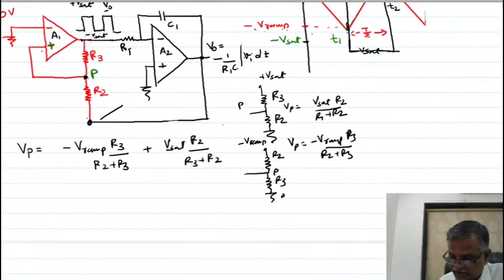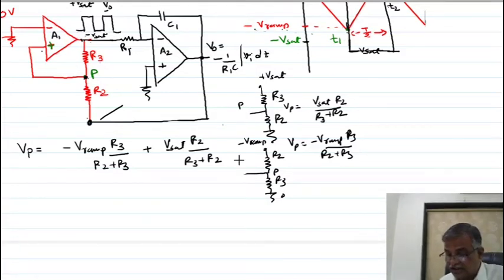Look again carefully. I am using the superposition principle. In the superposition principle, one time you take the voltage applied here, and this voltage is 0. The voltage existing here is plus V set, and this voltage is 0, so it is ground. What is the potential at point P? It is nothing but the potential divider equation: V set into R2 upon R2 plus R3. Here it is R2 plus R3, and this is R3.